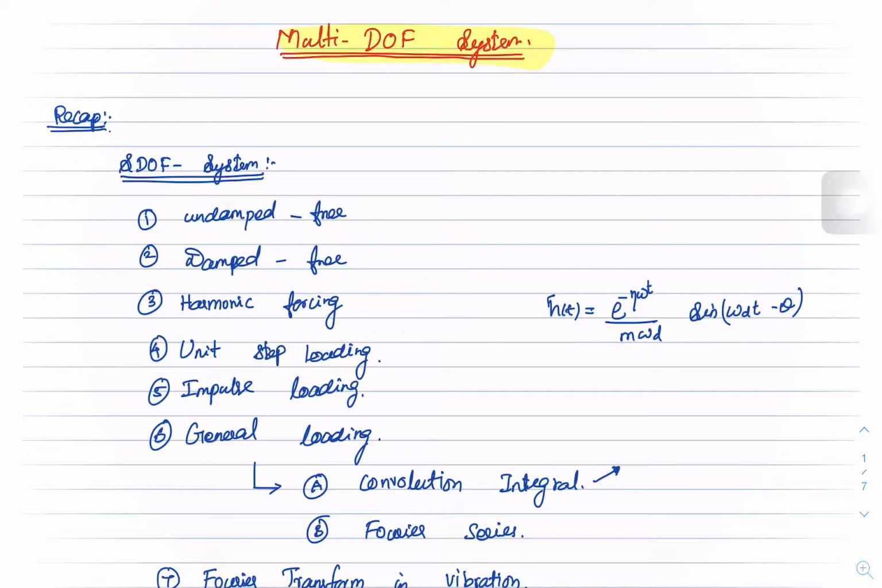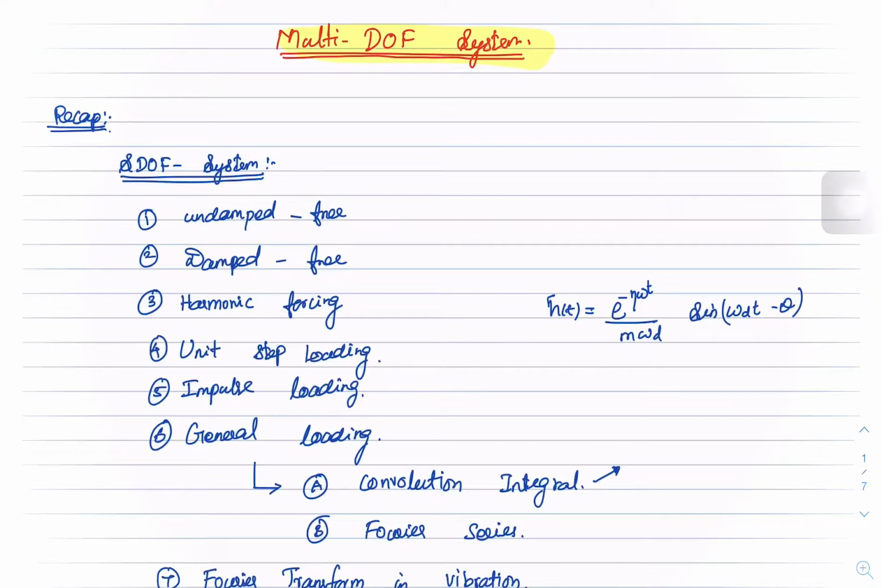Then we introduced harmonic forcing. Then we studied unit step loading and its response. Then we improved it and converted into impulse loading and studied its response. Once we know the response of impulse loading, we said that by using the convolution integral we can write the response for any general loading that is possible.